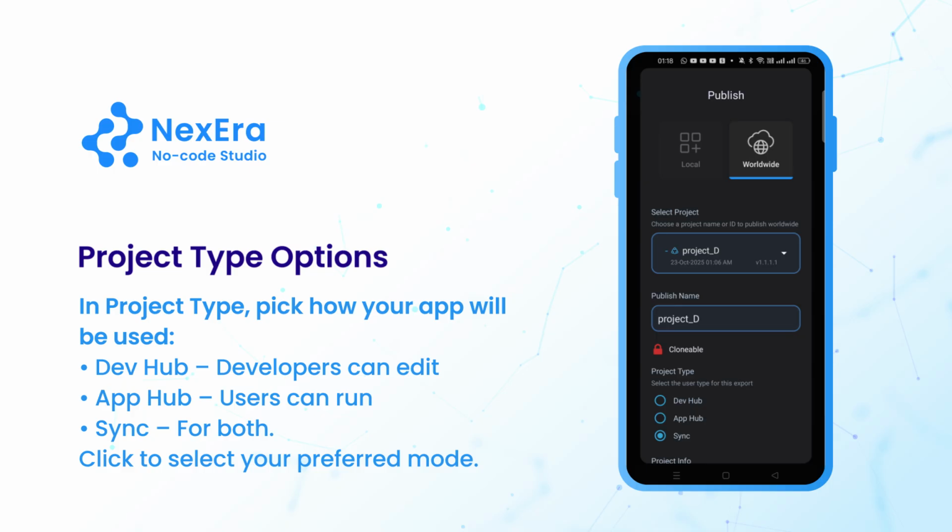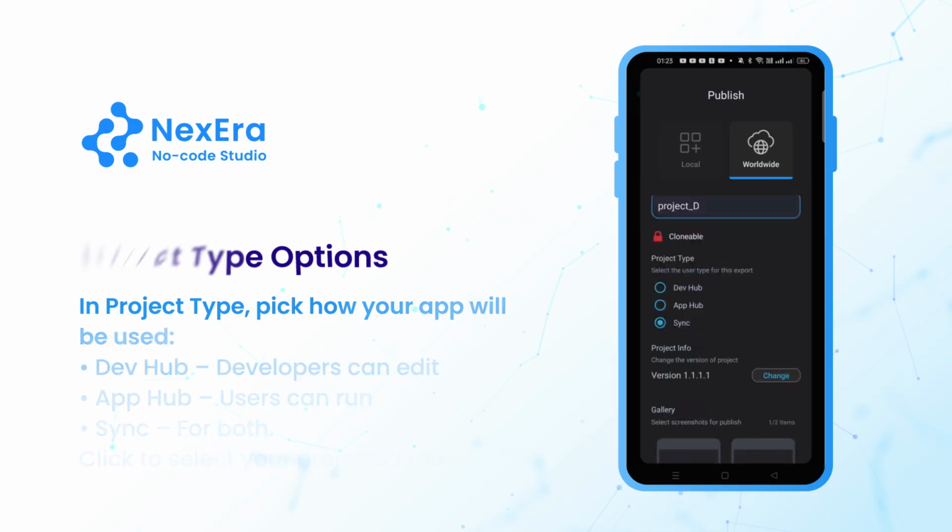Please note that selecting these options doesn't directly publish your app in either hub. Instead, you'll receive the app's QR code, App ID, and app file in your dashboard, which your users can use to open the app in the App Hub, Dev Hub, or both depending on your chosen option.